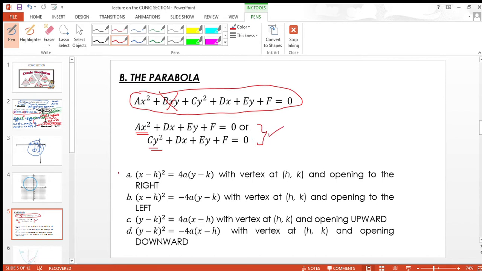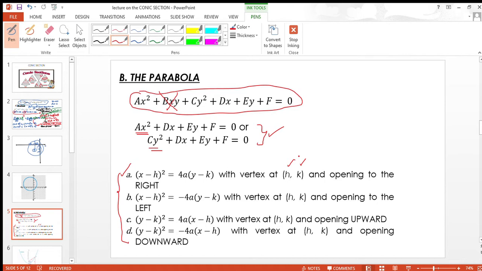And then we also have our standard forms for the parabola. So for the parabola, we have the standard form, x minus h, the quantity squared, is equal to 4a times y minus k. And this equation tells us the vertex of the parabola. Okay, so we don't have enough time to derive this. The vertex basically depends on the direction of the parabola.